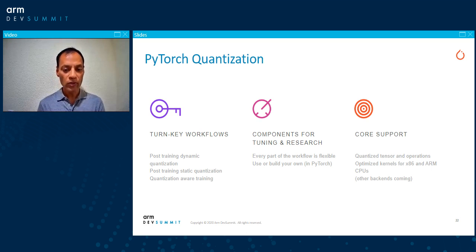We offer post-training dynamic quantization, where the data exchange between ops is still floating point and is suited for networks such as LSTM. Second is post-training static quantization, where both weights and activation are quantized to int8 and works well for CNNs. Third is quantization-aware training, which provides the best accuracy for all model types.